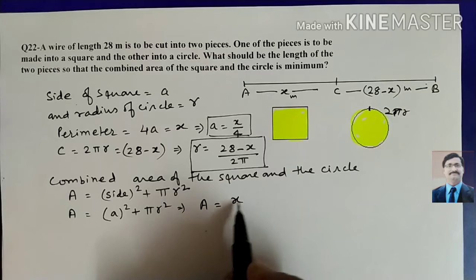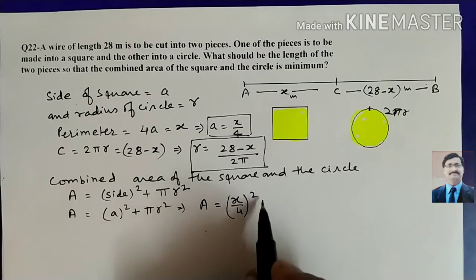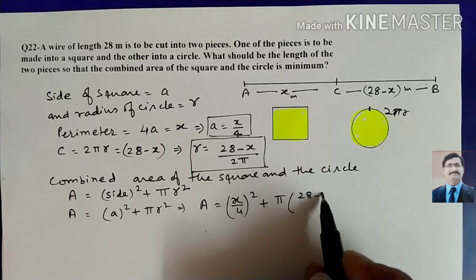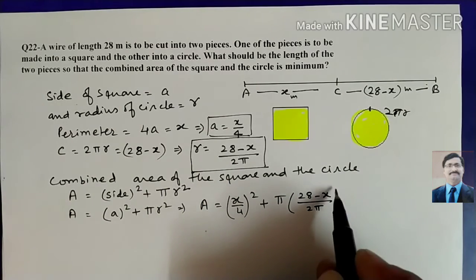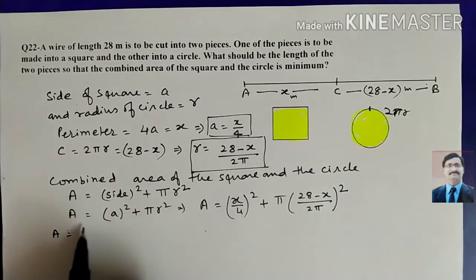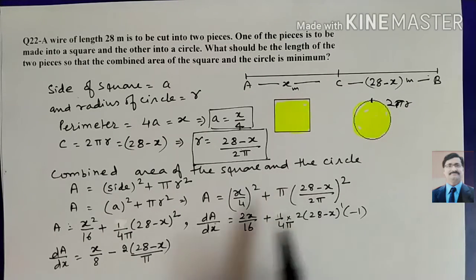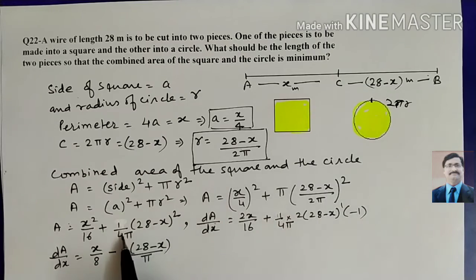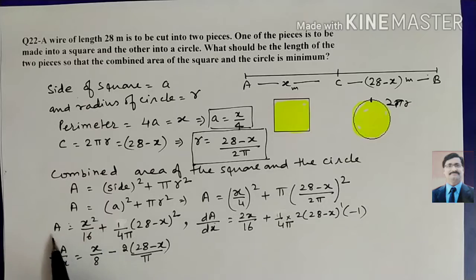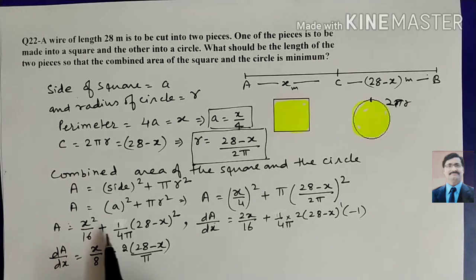By these we get area equal to A equals x by 4, and r is 28 minus x upon 2 pi, and we have the whole square. You can open this bracket, we will get x square upon 16 plus, 1 pi we cancel, 2 square is 4, so 4 pi we will get here, and 28 minus x whole square as it is. Now we have to minimize the area, means we do the differential.